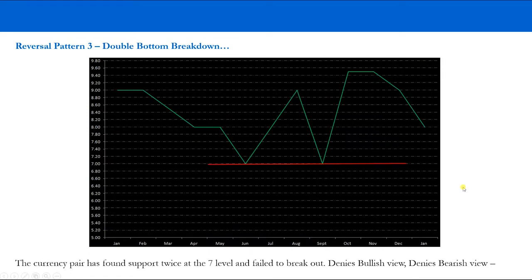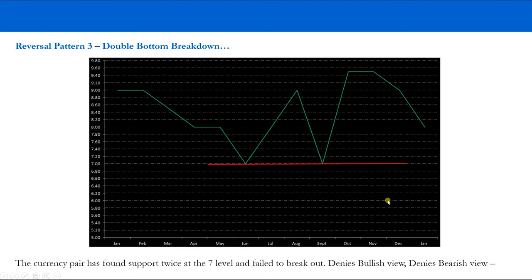In this instance, we have a reversal pattern where we have a double bottom, but then we have a failed breakout and a breakdown. Basically, the currency pair has found support twice at the 7 level here. It's broken out, but then failed to continue to break out. So the breakout has failed.